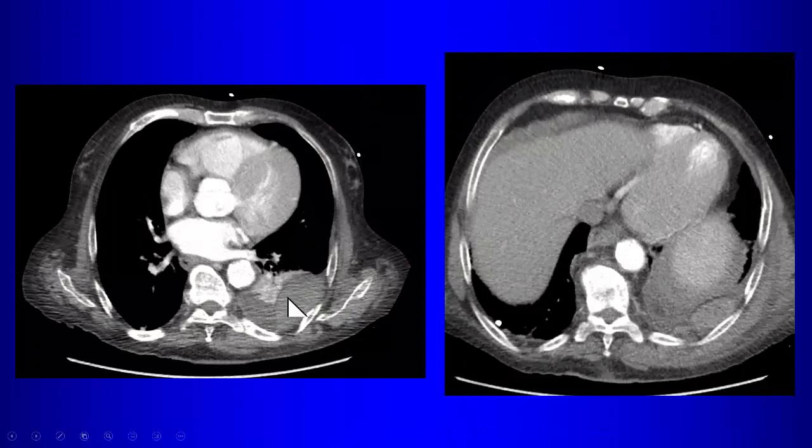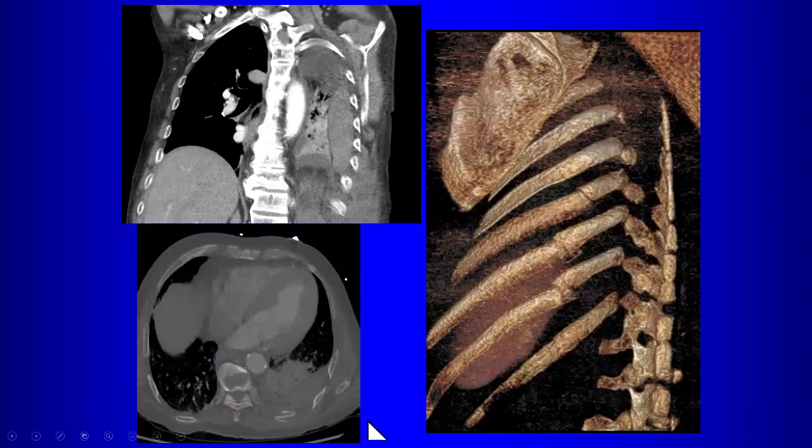Another example, you can see the high density here, the displaced extrapleural fat here and here. So this hematoma is not in the pleural space, that is an extrapleural hematoma. Here on this coronal recon, very nicely demonstrated, that is an extrapleural hematoma here with the rib fractures.